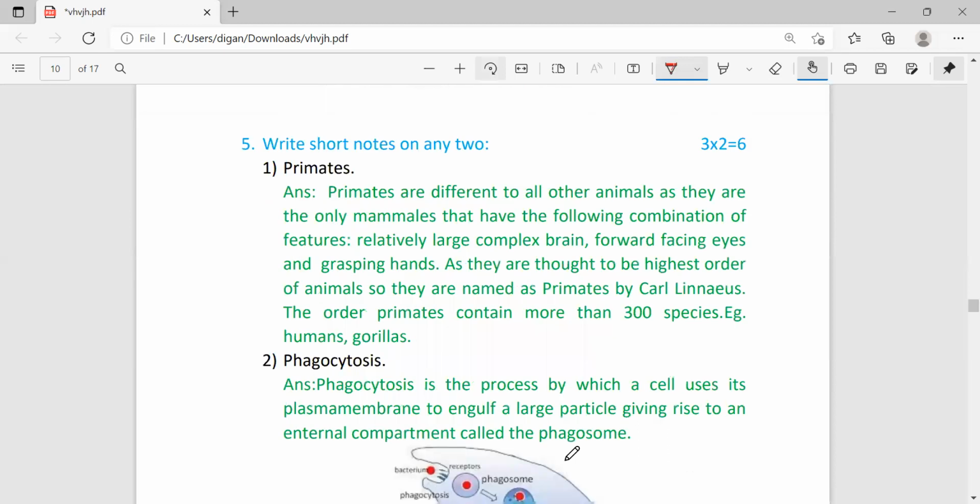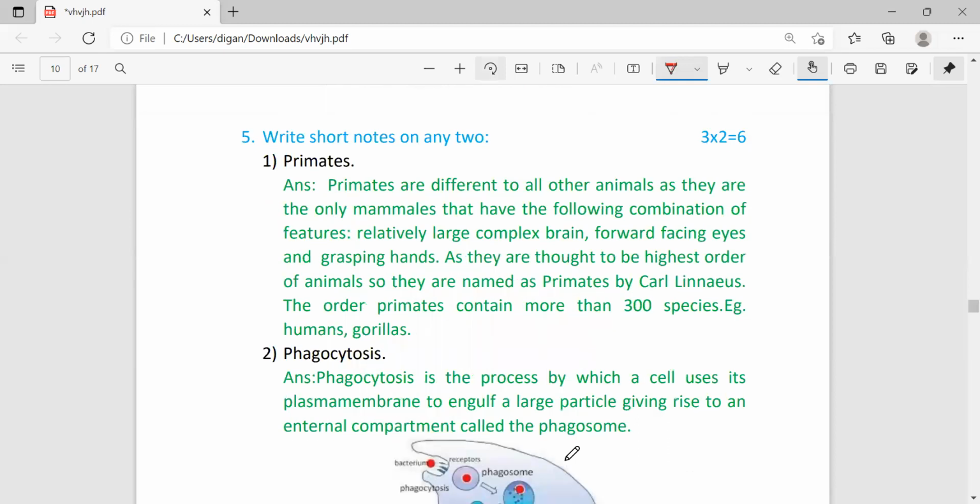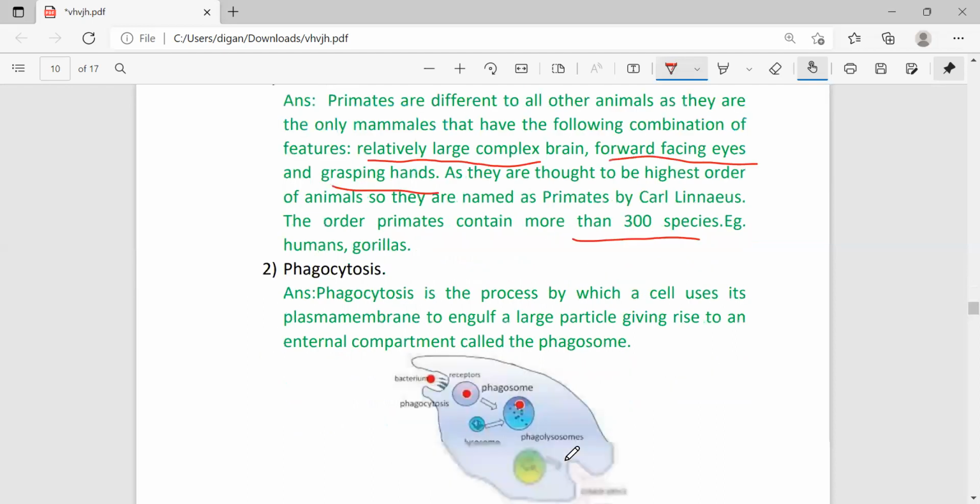Write short notes on any two primates. First one is primates, and each question is carrying 3 marks. Primates, suppose human beings, are different from other mammals because they have some special characters, such as relatively large complex brain, forward facing eyes, grasping hand, etc. Primates is an order, and under this more than 300 species are included. Example, human, gorillas, etc.